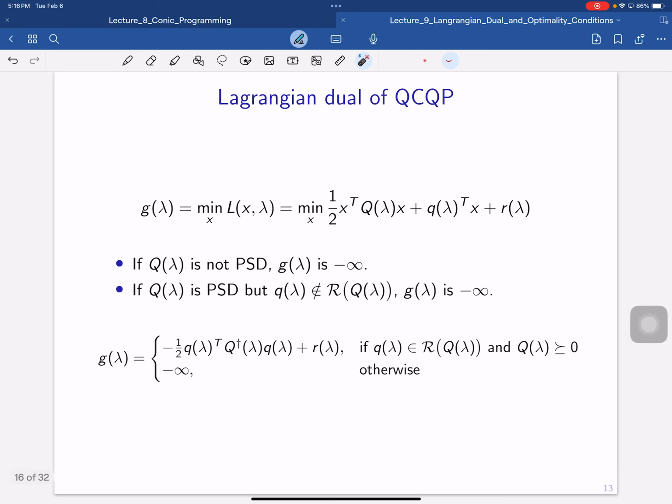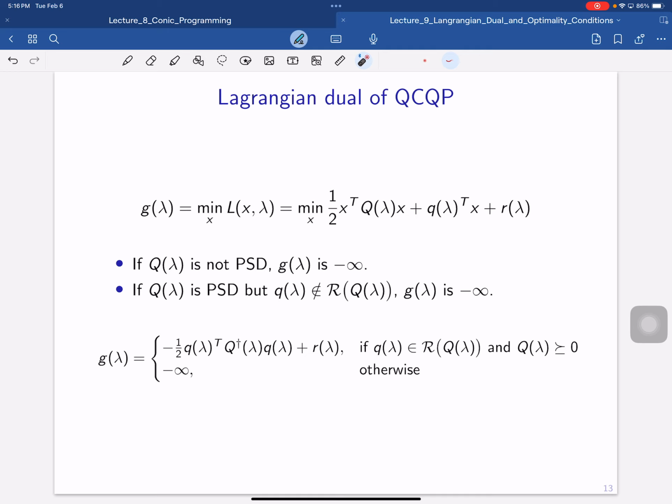So this is the Lagrangian dual function where we are minimizing over X for this quadratic problem. How do we derive the Lagrangian dual? You can use the result from the last few slides. Essentially, we are discussing when this quadratic function is unbounded, and when it is bounded, what the optimal solution to this quadratic problem will be.